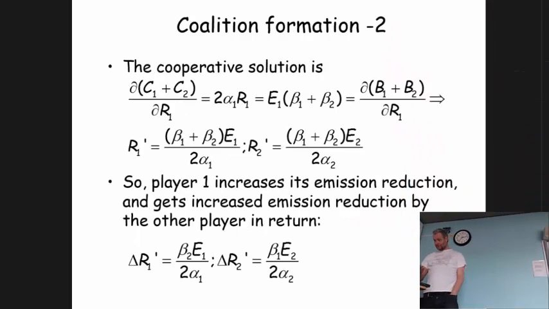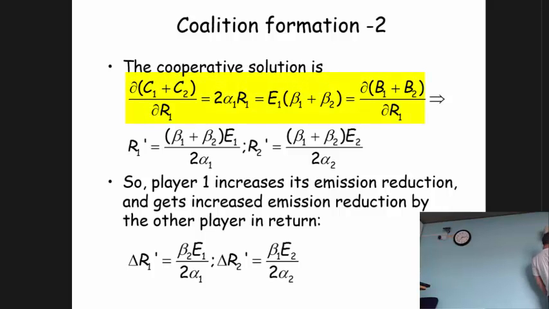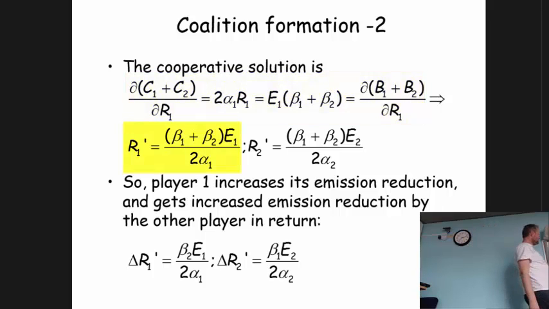The cooperative solution, where you maximize joint welfare, means you set the joint costs at the margin equal to the joint benefits. But C2 does not depend on R1, so that is still 2 alpha R1. And now, of course, the benefit side depends on both. So what we previously called beta, the sum of all the betas, is now explicitly written out as beta 1 plus beta 2. And this is then your cooperative emission reduction.